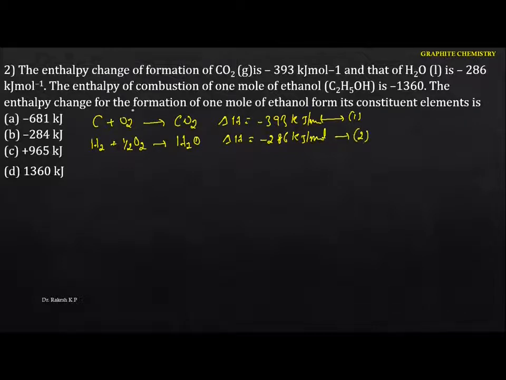Now they have given the enthalpy of combustion of 1 mole of ethanol. I am going to write ethyl alcohol in this form, C2H5OH, which upon combustion gives carbon dioxide as well as water. But the reaction is not balanced here, so I take 3 here, 2 here, and 3 here. Now the delta H value for the combustion of 1 mole of ethyl alcohol is minus 1360, in terms of kilojoule.